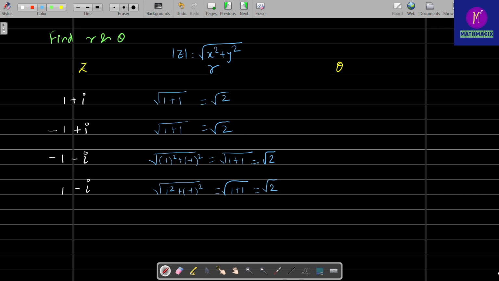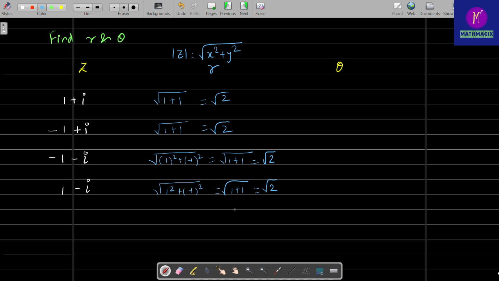Can you see that in all cases we are getting r as square root of 2 only, because the numbers 1 plus i, minus 1 plus i, minus 1 minus i, 1 minus i, all are at the same distance from the origin, and just because of that we are getting r the same. So r is square root of 2 in all cases. Let us see what will be the angle theta.